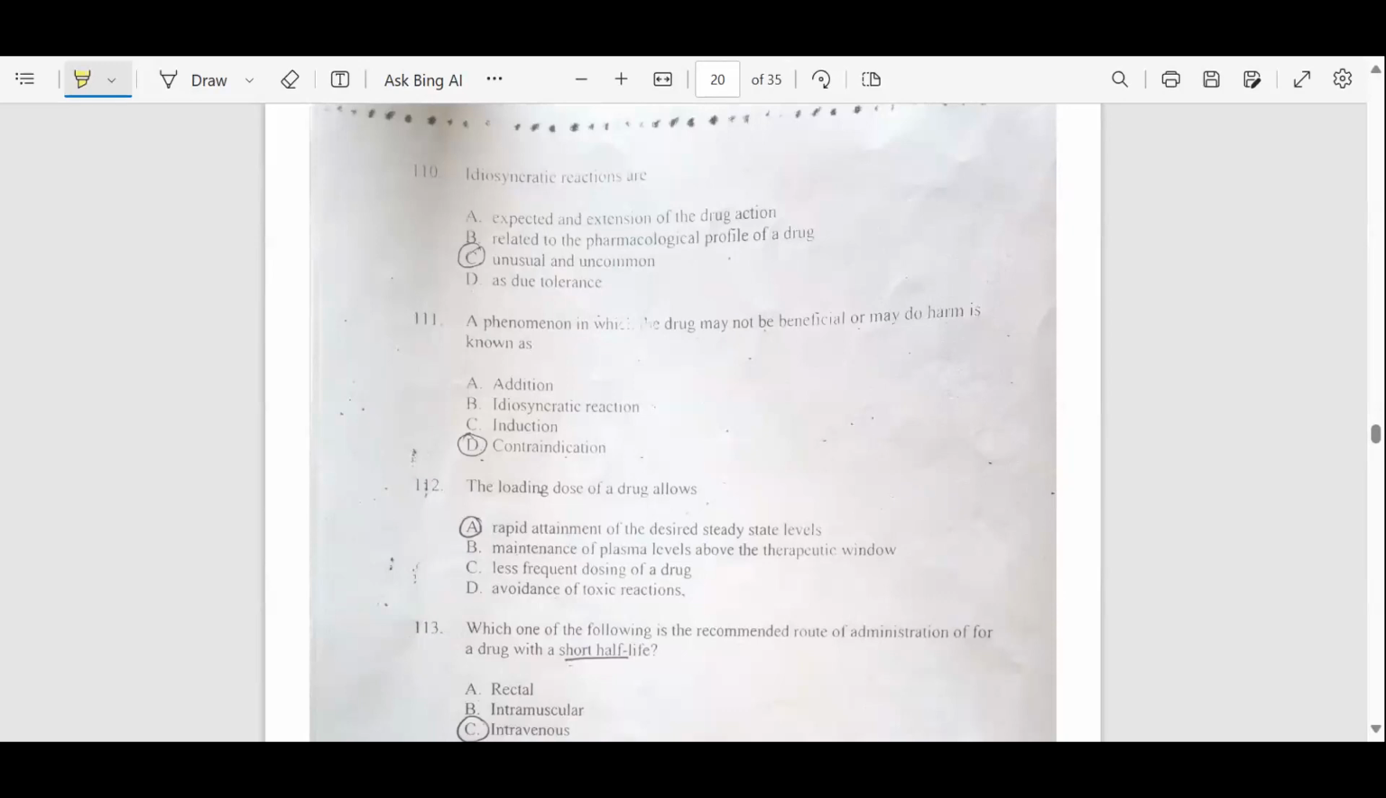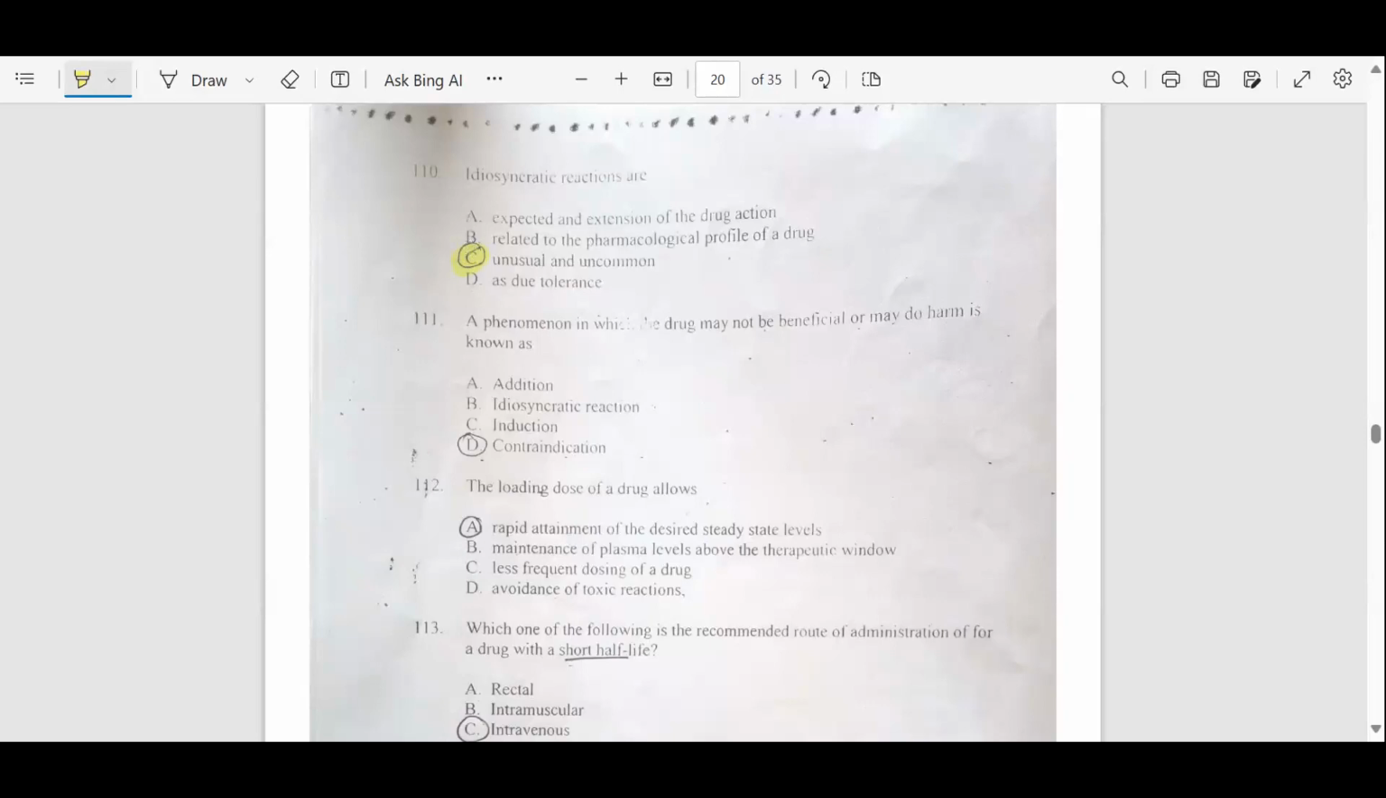The dose-dependent reactions. Yes, but according to the choices, which one will you go with? C is the correct one. I'll go with the unusual and uncommon. Yeah, I would also go with choice C.